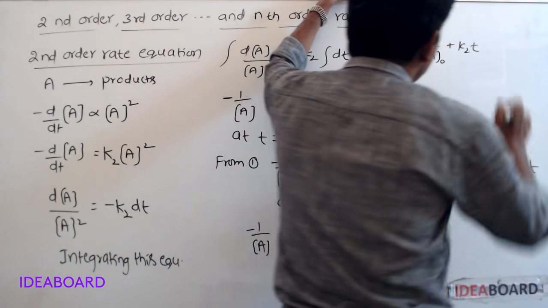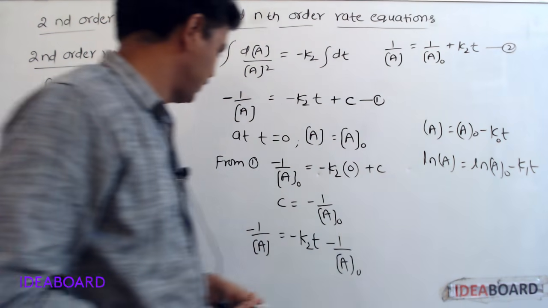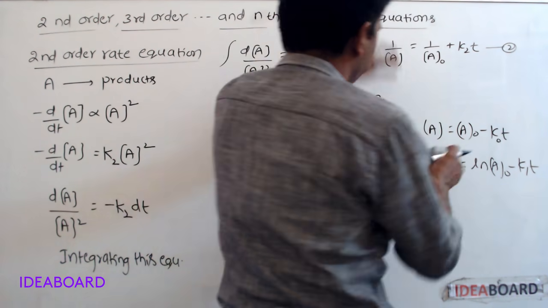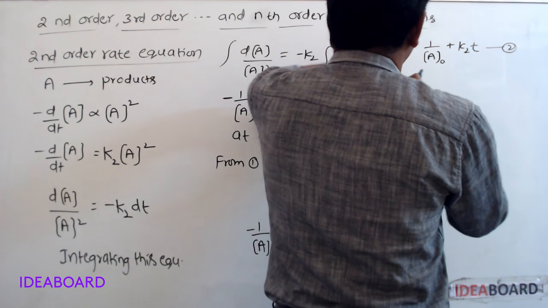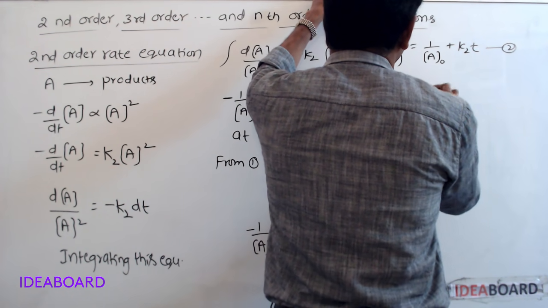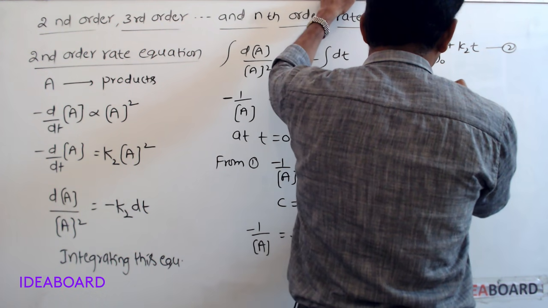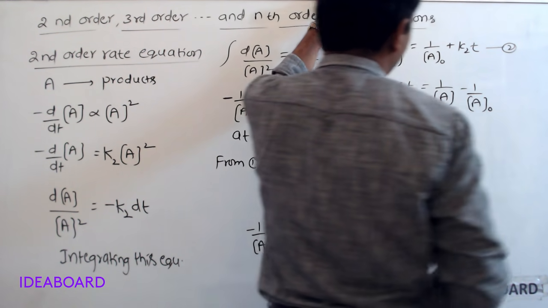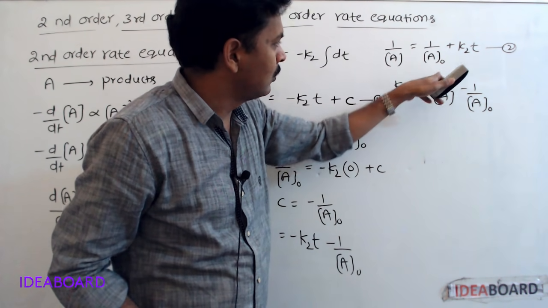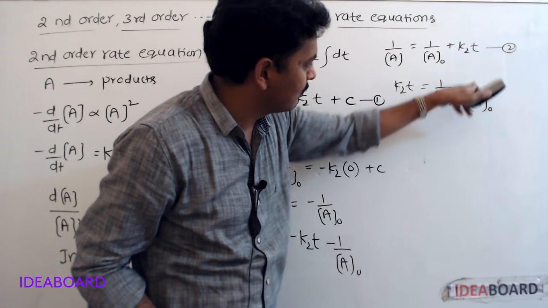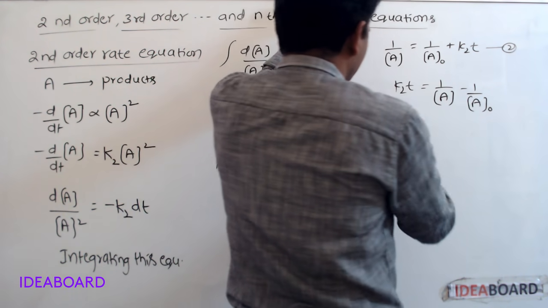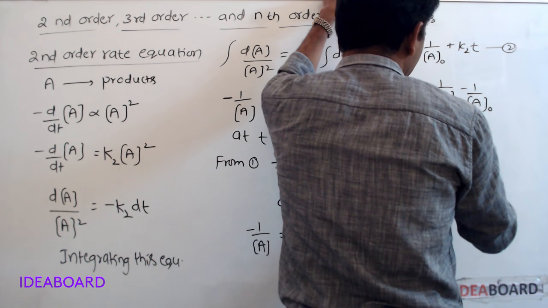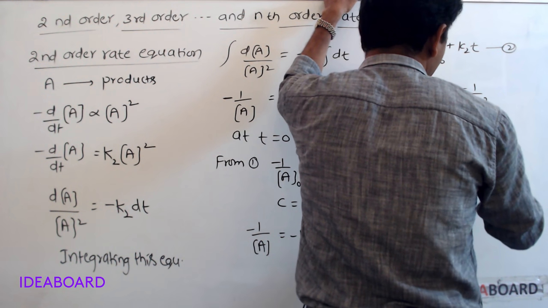Next, let us take the second equation. By putting this C value, we'll get this one. Here minus C is common. Then we'll get this equation. From this, K2T is equal to 1 by A minus 1 by A naught. K2T is equal to 1 by A, meaning 1 by A concentration, minus 1 by initial concentration of A. Then K2 is equal to 1 by T into 1 by A minus 1 by A naught.